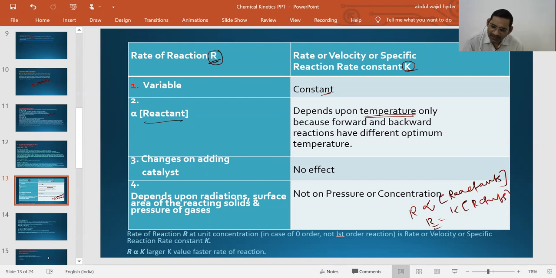So R is directly proportional to K. Bigger value of K means rate of reaction will be more, means that reaction will be fast. So questions, they can ask you from this. So you have to be very cautious.